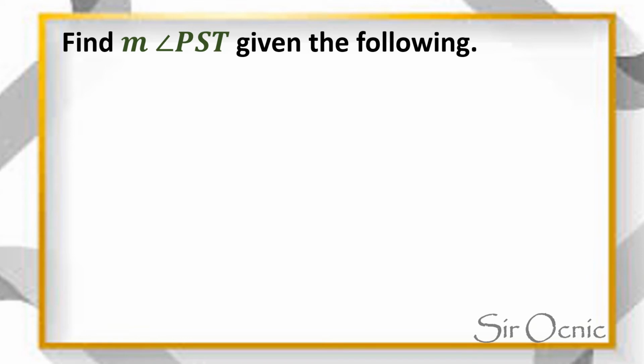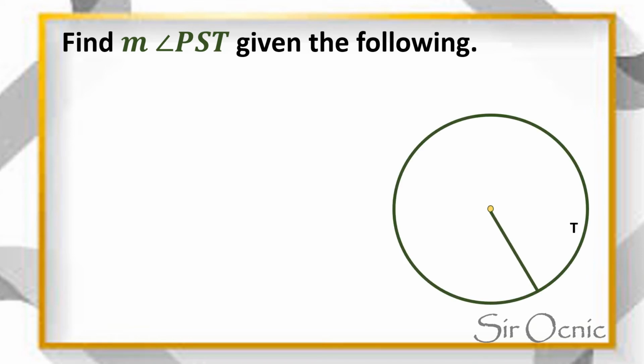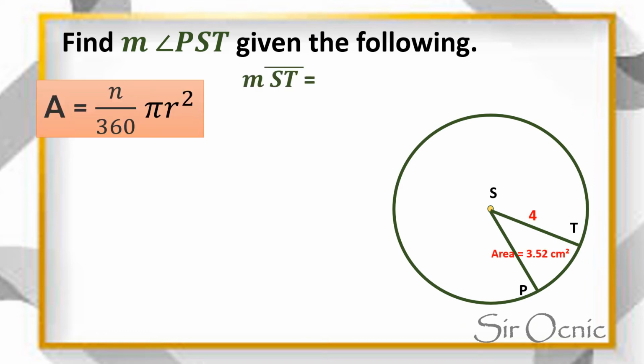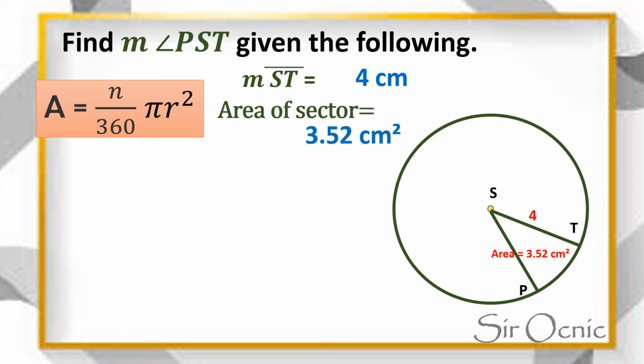Find the measure of angle PST given the following figure. The given facts are the measure of segment ST, which is the radius, is 4 centimeters, and the area of the sector PST is equal to 3.52 square centimeters.